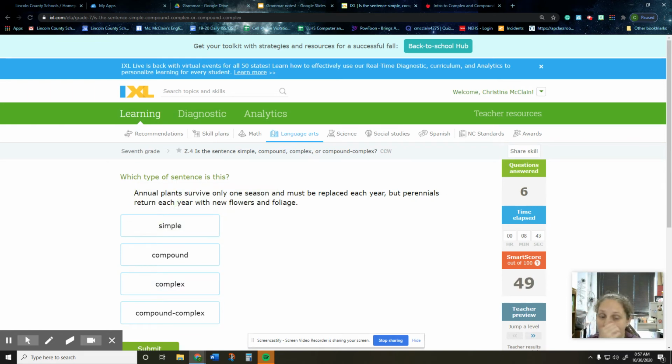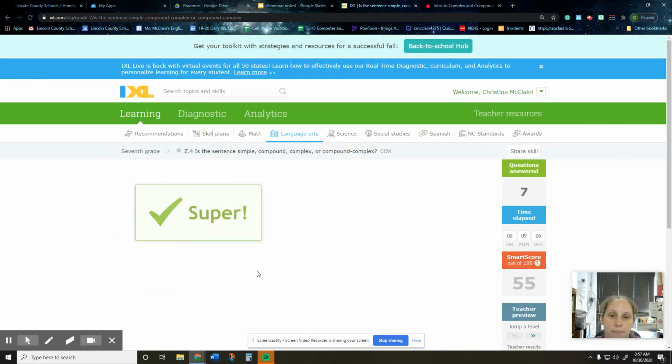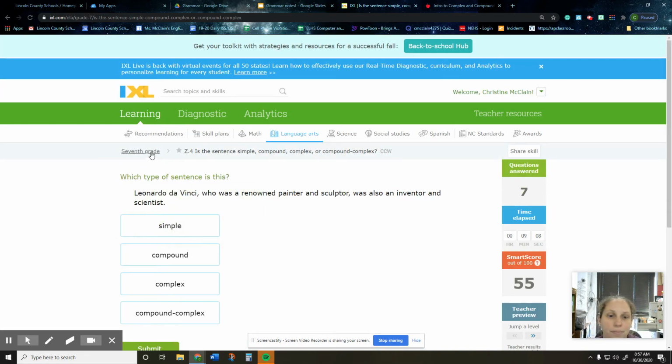Annual plants survive only one season and must be replaced each year, but perennials return each year with new flowers and foliage, okay? So, comma, but, this is most likely a compound sentence, but I have to decide if it's just compound or if it's compound complex. All right, annual plants survive only one season and must be replaced each year is one sentence. Perennials return each year with new flowers and foliage is one sentence. So this is just a compound sentence, even though we have an and in the middle there.